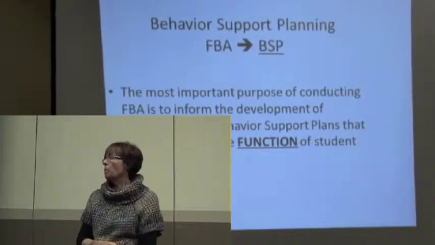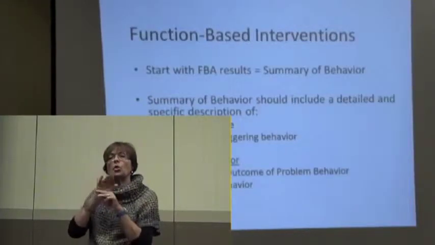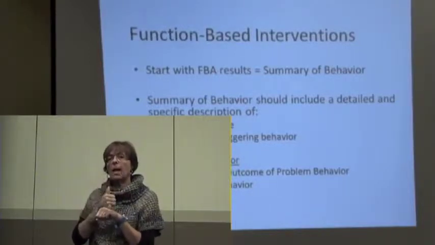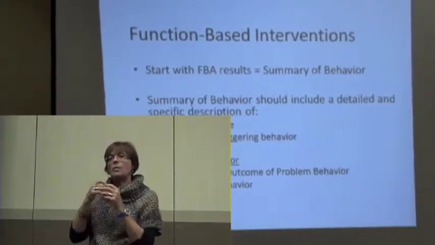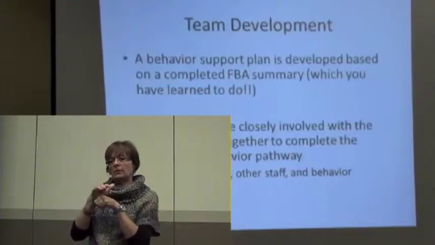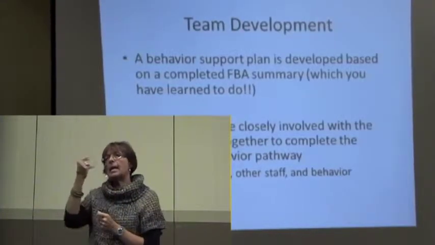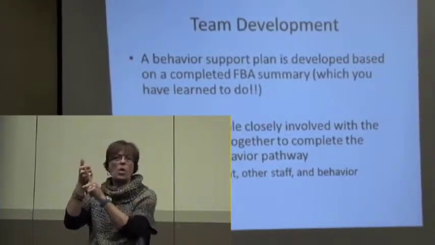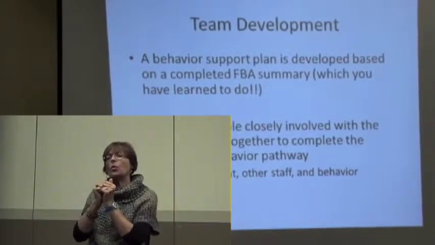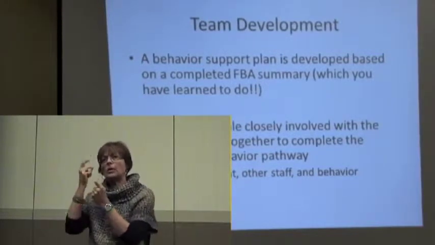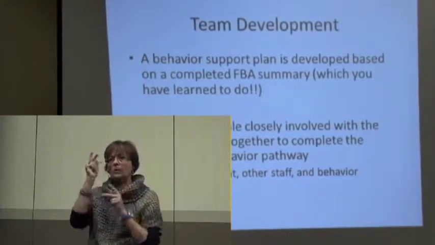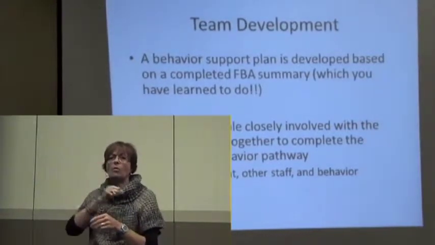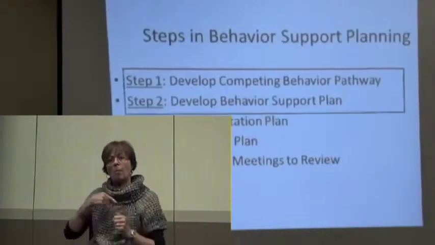So we then shift to looking at how this informs our function-based interventions. We start with that summary of behavior and make sure it's detailed enough. We teach participants to understand that they're not going to come up with this on their own, that they're working together with a team, but they definitely are going to understand the critical features better than most people. But we should have a lot of other people involved, like teacher, parent, other staff, behavior specialists, to help us out if we need the help.